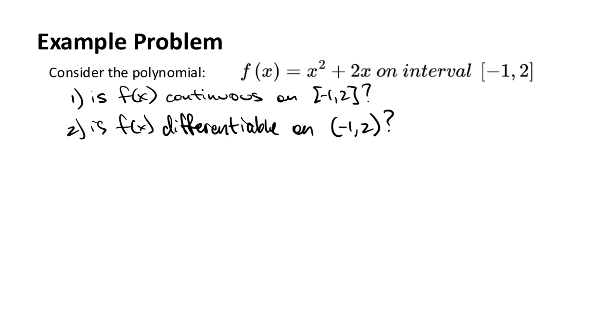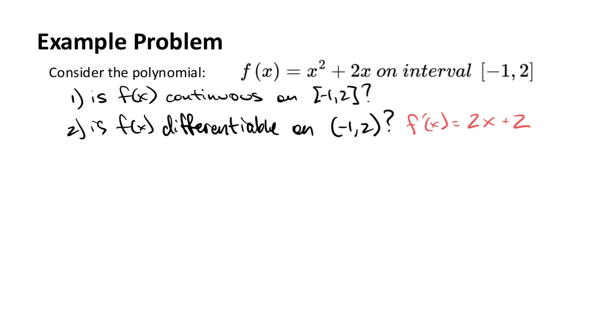Second condition, is f of x differentiable on -1 to 2? It is, but let's find the derivative just to be sure. So f prime of x, using the power rule, the derivative of x squared is 2x, the derivative of 2x is 2. And on this interval, -1 to 2, this function exists, there are no discontinuities, it spits out real numbers, and it's nice and smooth. So it is differentiable on this interval.